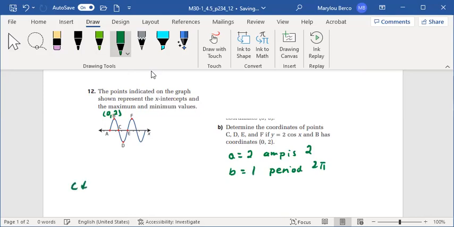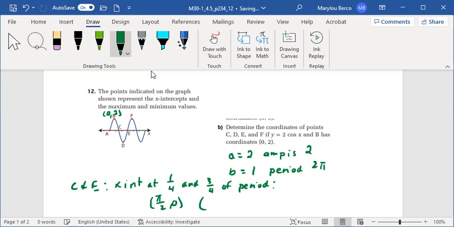Points C and E are x-intercepts, and they are at 1/4 and 3/4 of the period. So therefore, this is pi over 2 and 0, and 3 pi over 2 and 0.